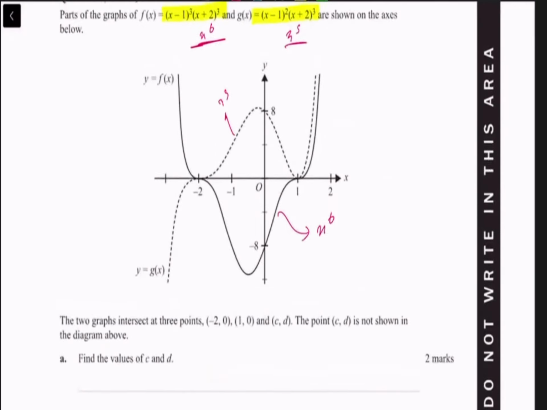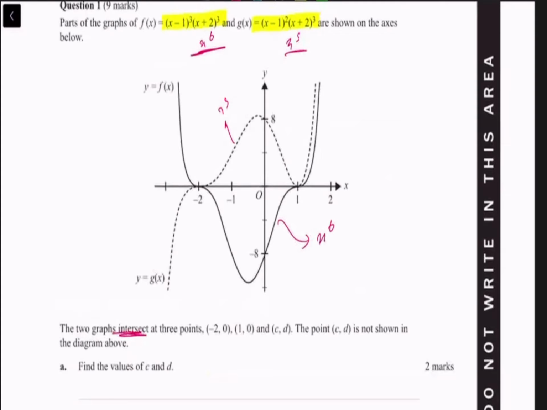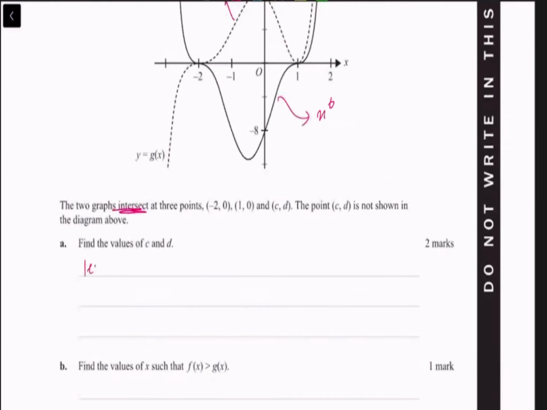So all you have to do to find c and d is, because it's the other point of intersection, just let f(x) equal g(x), and you get the x value. So the x value is c, so c is 2. And then to find d, you can just put it into g or f, doesn't matter, because they're both intersecting at the same point. And you should get 64.